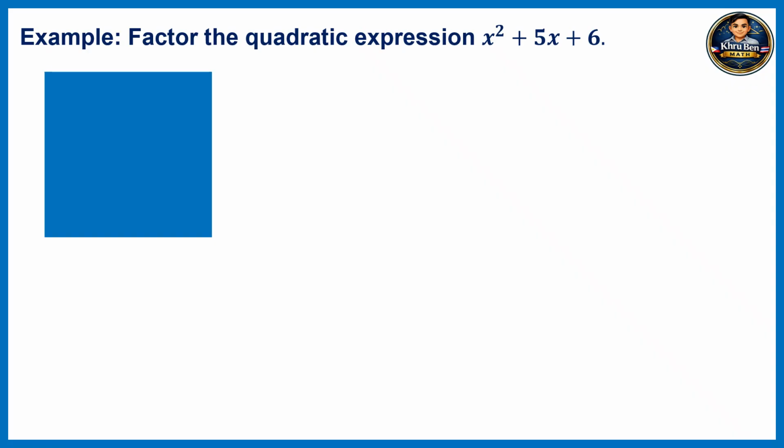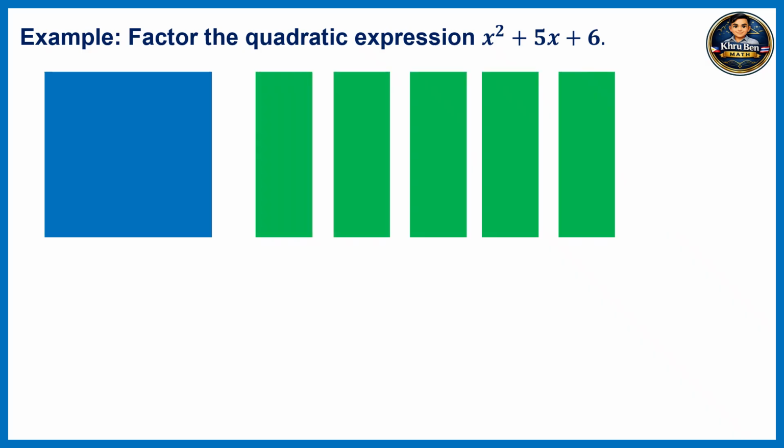Let's use our first example. First, we need one x squared tile. Next, we need 5 x tiles because we have 5x. Finally, we need 6 unit tiles because we have the constant term 6. Now, our goal is to arrange all of these tiles into one complete rectangle.